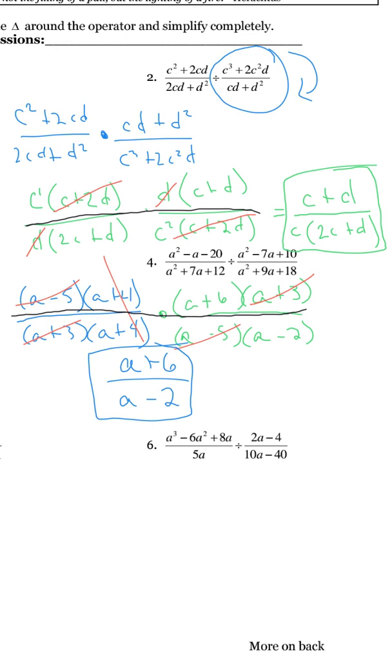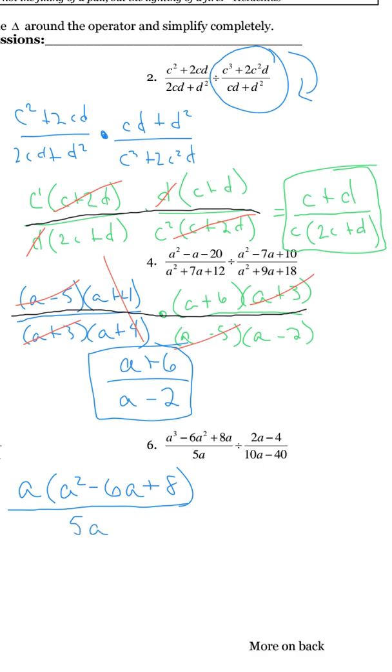Now on to number 6, the last one here on this page. We have a to the third minus 6a squared plus 8a over 5a, and that's going to be divided by 2a minus 4 over 10a minus 40. So once again, I'm going to factor and flip the second fraction at the same time. First fraction, pretty straightforward. The top stays where it is. This factors as a, because there's a GCF of a on all of those. So a times a squared minus 6a plus 8. That parentheses still might be able to factor, but for now I'm just going to leave it like that.